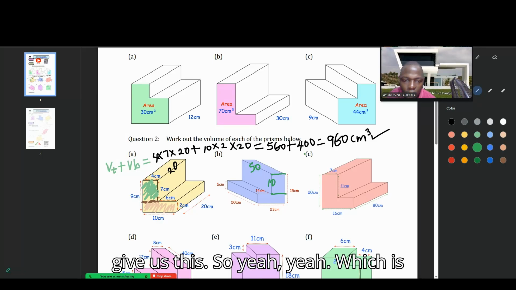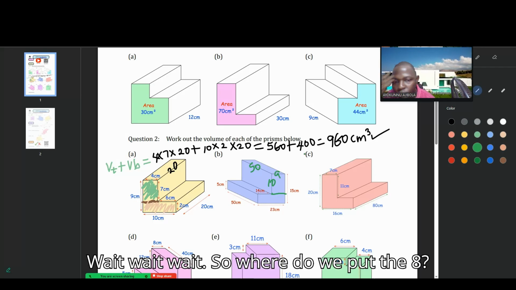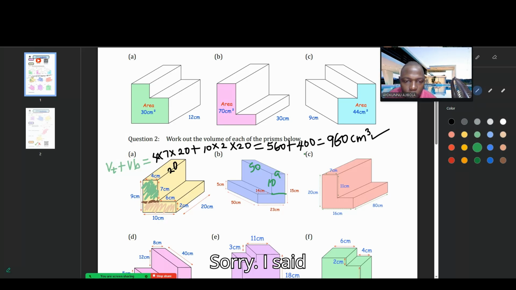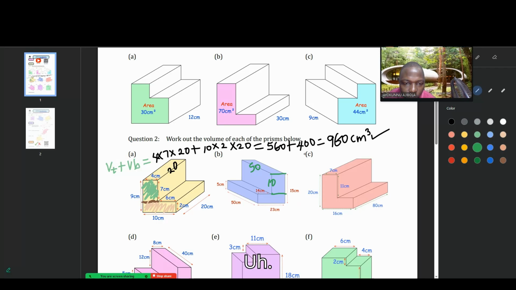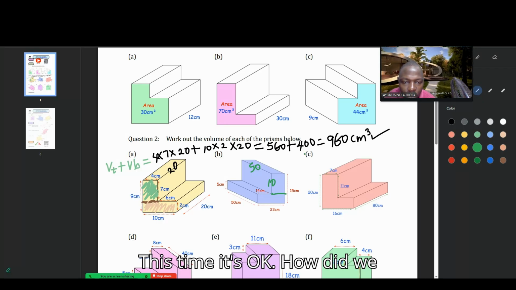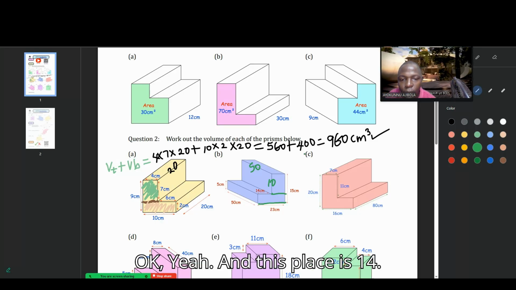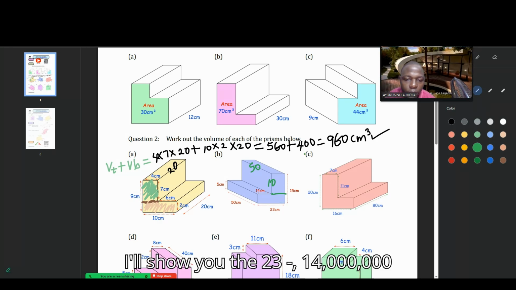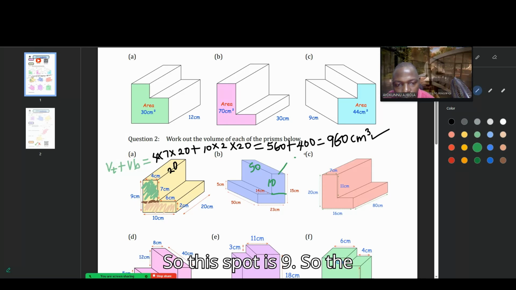That should be 9, right? Wait, so where do we put the 8? I said this place should be 9, right? How did we get 9? Because this total is 23, and this place is 14. So you did 23 minus 14 to get the remaining portion, which is 9. So this spot is 9.